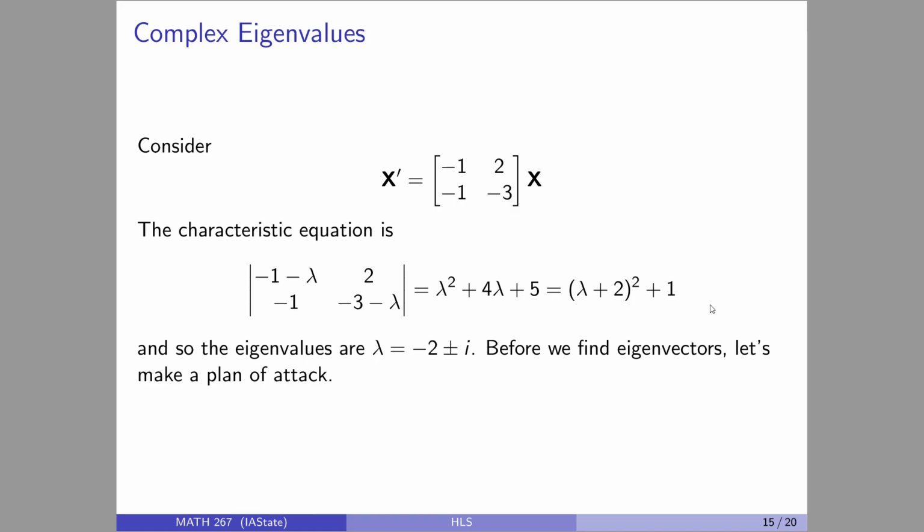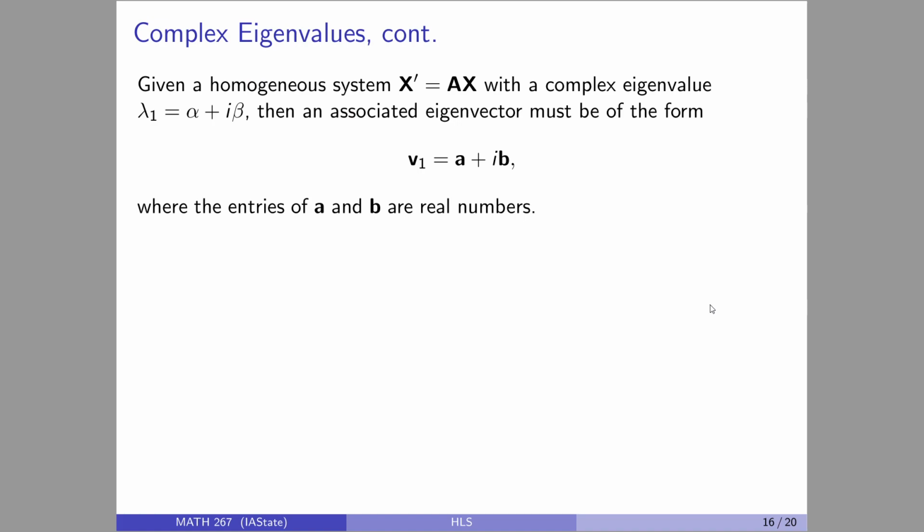So before we go in all guns blazing, let's make a plan of attack. So it turns out that if you've got a complex eigenvalue, then the eigenvector is complex. That shouldn't be too surprising because the complex number needs to scale a vector that needs to coincide with the matrix times the vector. So complex numbers need to be running around, otherwise it's not going to work. Okay, so the associated eigenvector is going to look like a plus ib, where a and b are vectors whose entries are real numbers.